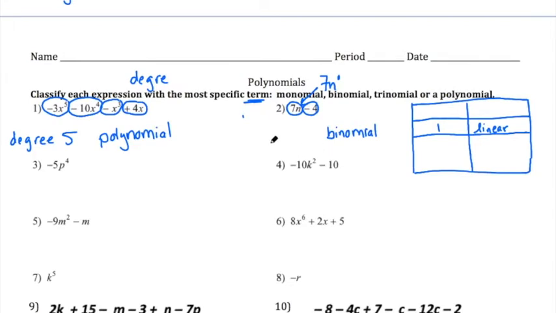Okay, so this is this case. The highest exponent is 1, so this is a linear, that's the special term for a degree 1, linear binomial. If the highest degree is 2, that is a quadratic.